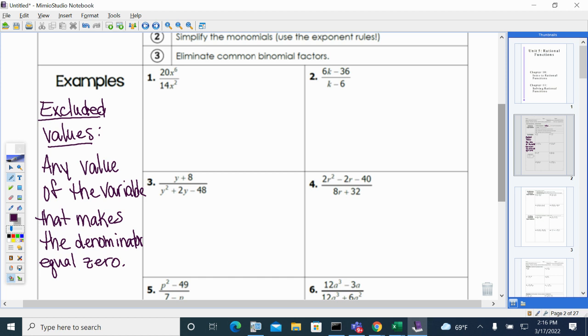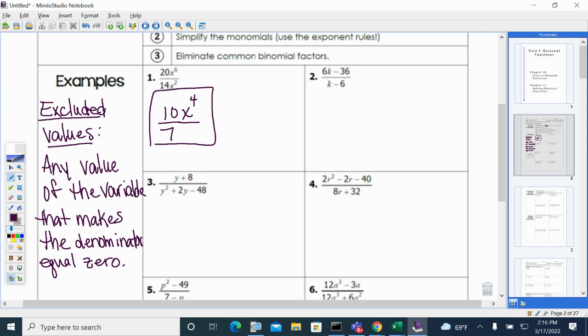So in example number 1, we're just going to simplify this: 20x to the 6th divided by 14x to the 2nd. So these are both monomials. We've done this type of problem before. So if I'm going to simplify this, we're going to reduce the 20 and the 14, and that's going to become 10 sevenths. And then we're going to subtract our exponents. X to the 6th divided by x to the 2nd is going to be x in the numerator where we have the most x's, and 6 minus 2 is 4. So that's our answer on number 1.